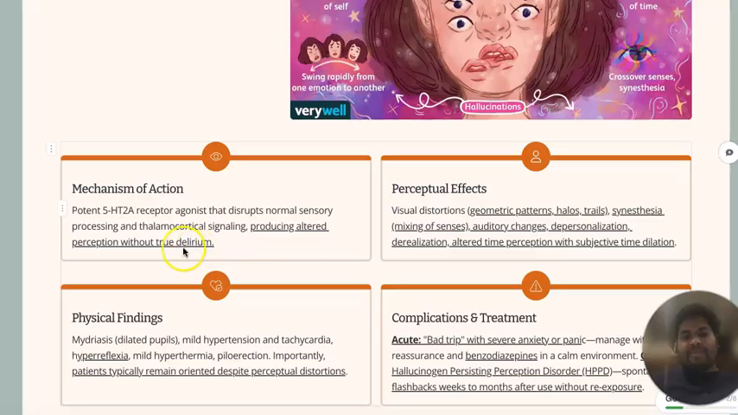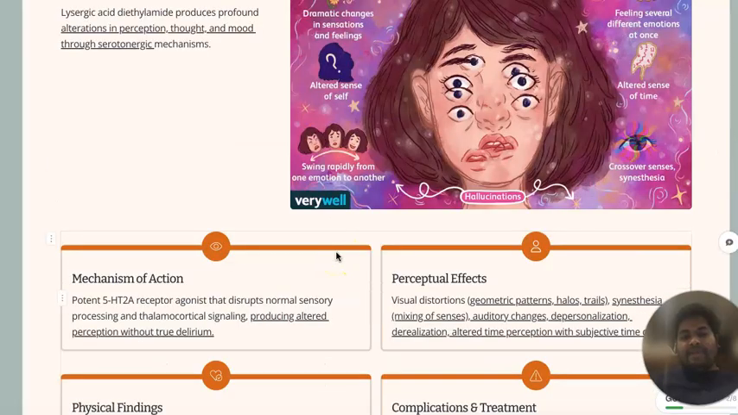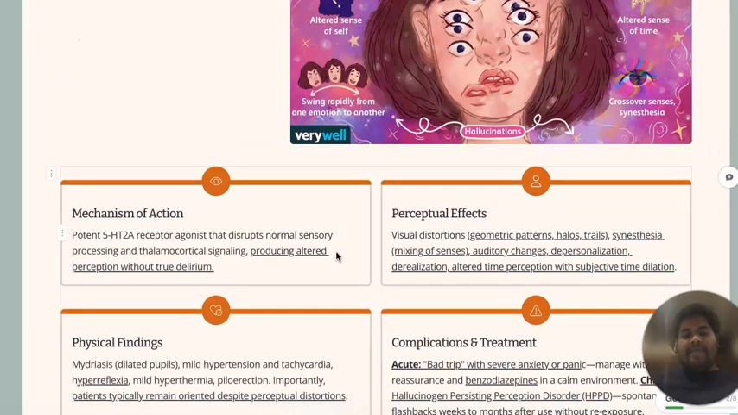So this is important. Okay, the person who is consuming LSD will have altered perception because of an excessive amount of serotonin, leading to altered thalamocortical signaling, but at the same time he will not have any delirium and will be oriented. Okay, he will just have altered perception but no delirium and intact orientation.